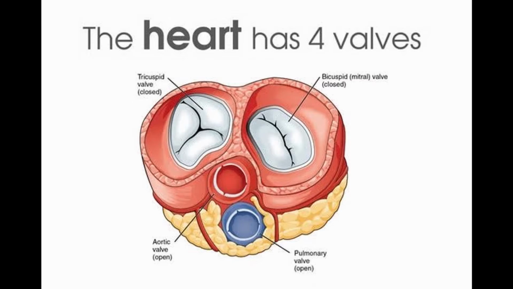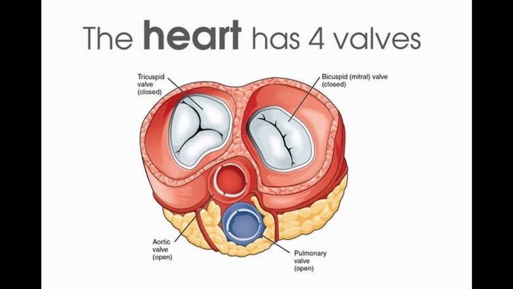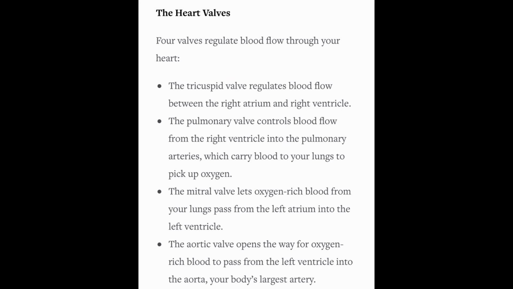Now we discuss the valves of the heart. The heart has four valves: the tricuspid valve, the bicuspid valve, the aortic valve, and the pulmonary valve. The tricuspid valve regulates the blood flow between the right atrium and the right ventricle. As you can see on the diagram, the tricuspid valve is on the right side.